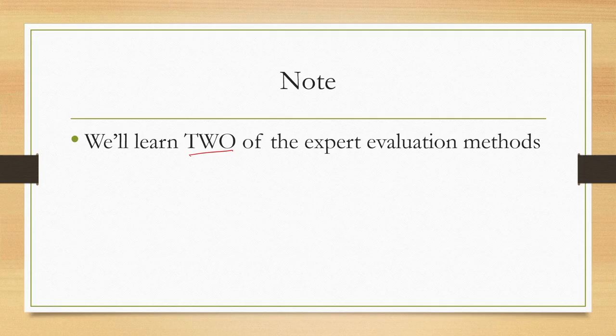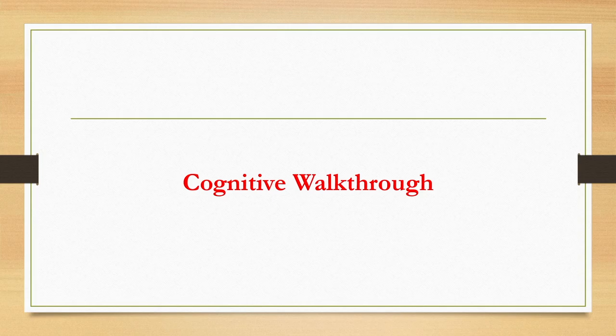There are several ways in which expert evaluation can take place. Here in this lecture, we are going to talk about two such methods. These two are the cognitive walkthrough method and the heuristic evaluation method. Let us start with the cognitive walkthrough method. What it is, how it is done, and what it produces. Let us try to understand that.